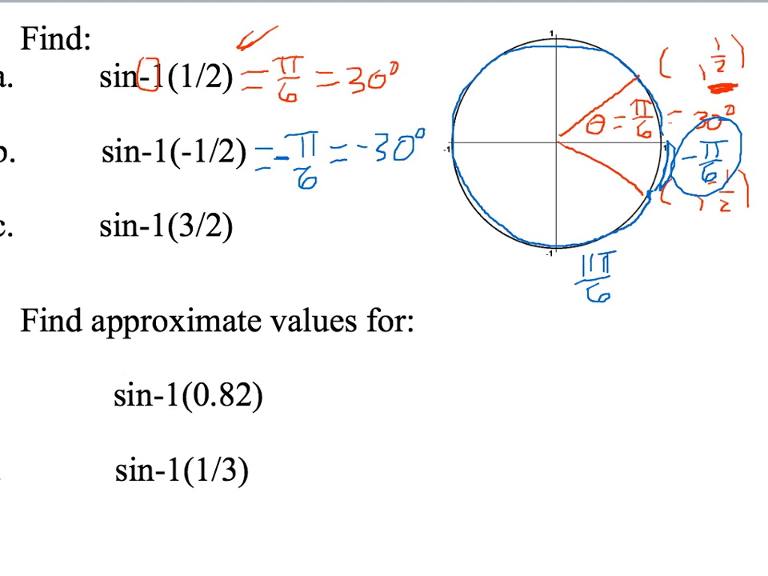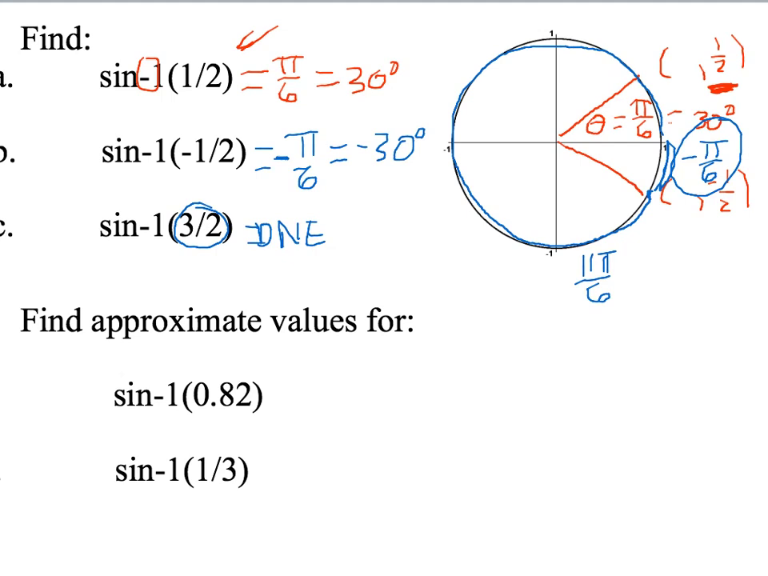And my next example here does not exist, DNE. The reason being is the input of this has to be a value from negative 1 to 1. That's what our domain is of these inverse trig functions, because the largest y-coordinate is 1, smallest is negative 1. And so you cannot take the inverse sine of something outside that range of values.